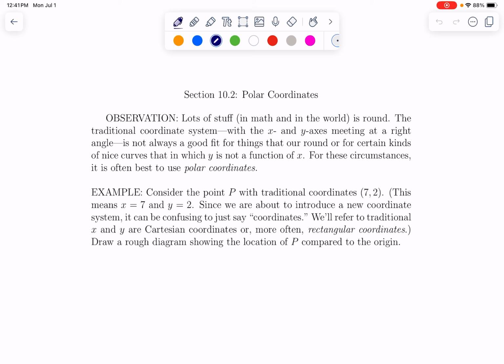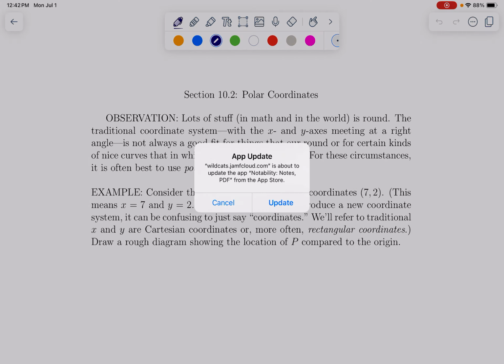So the idea motivating all of this is that in math and in the world we live in, there are a lot of things that are round, right? They are circular, they're cylindrical, they're ovals, they're ellipses, but they're shaped in ways where the x-axis and the y-axis meet at a 90-degree angle. This idea of 90-degree angles and perpendicular and even parallel lines doesn't really mesh with what those things look like and how we think about them.